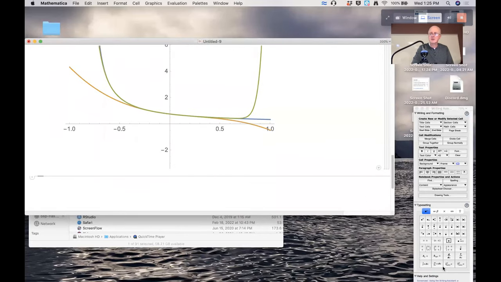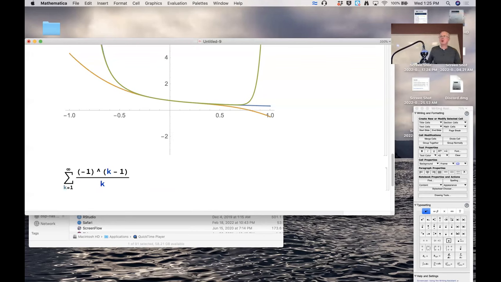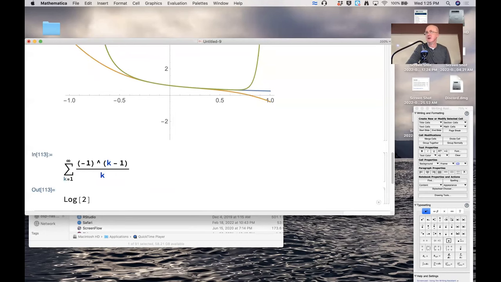I happen to know what it converges to, the alternating harmonic series. I've learned about it in the past. Mathematica, what does it converge to? Here's the answer. I'll tell you without entering it yet. Natural log of 2. Remember, log is natural log. What? More surprises! Who would have expected natural log of 2?